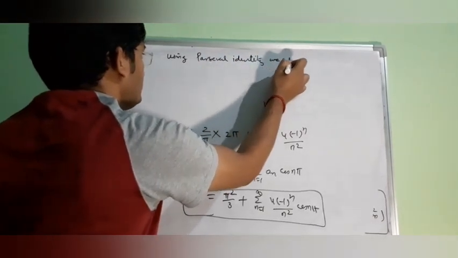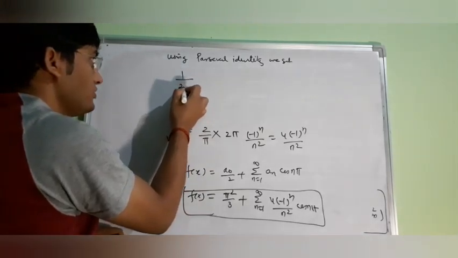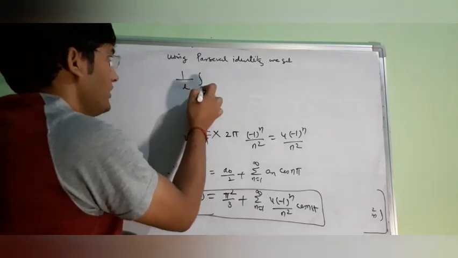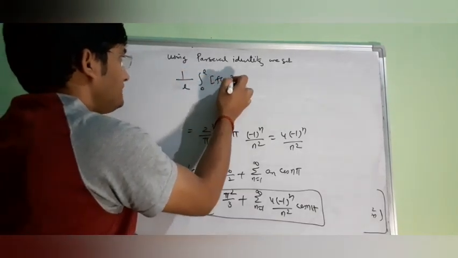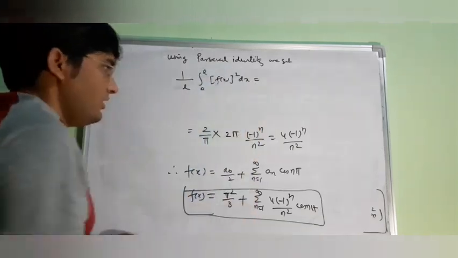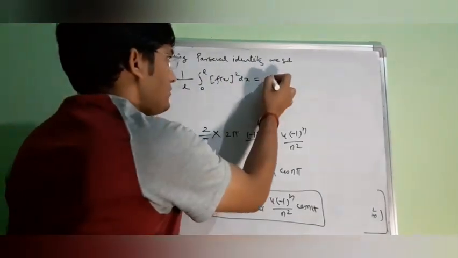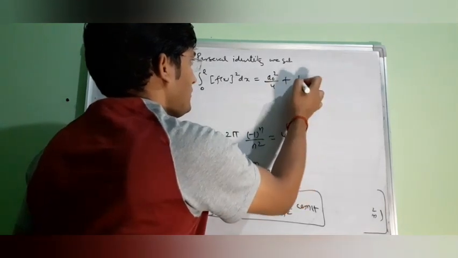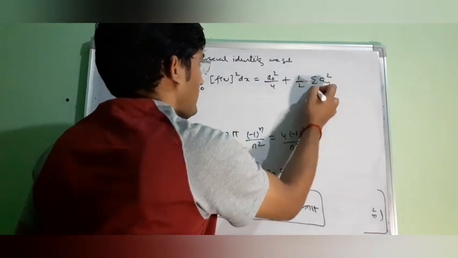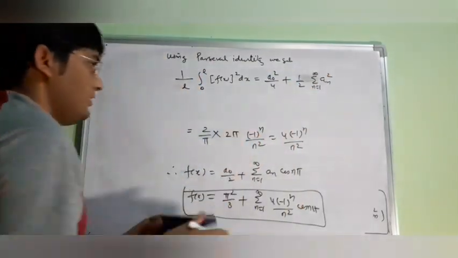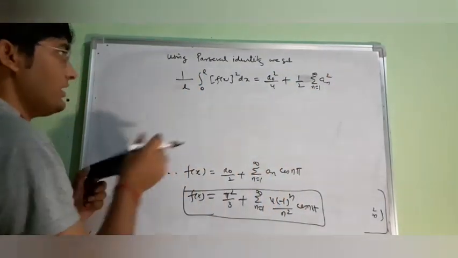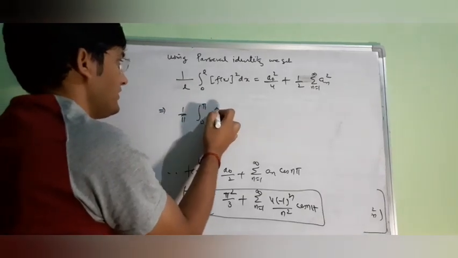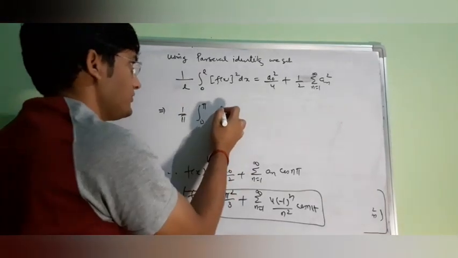Using the Parseval identity, we get: Parseval identity was 1 upon 2l, and then this was 1 upon l, integral 0 to l, f(x) whole square dx, equal to a0 square by 4 plus summation 1 by 2 a_n square, where n is from 1 to infinity. Now in place of l we have pi, so this will be 1 upon pi, integral 0 to pi. f(x) is x square, so this will be x power 4.